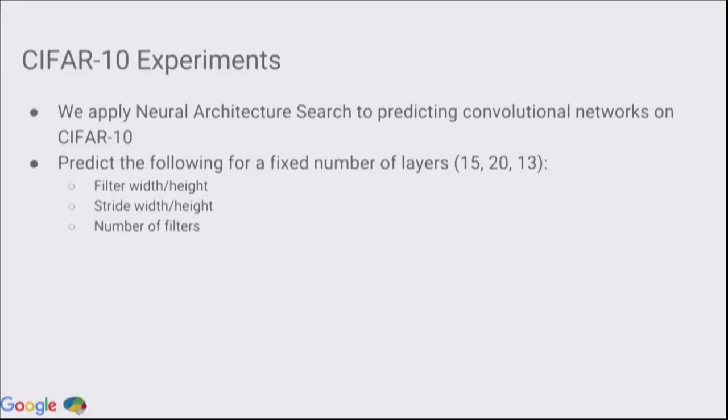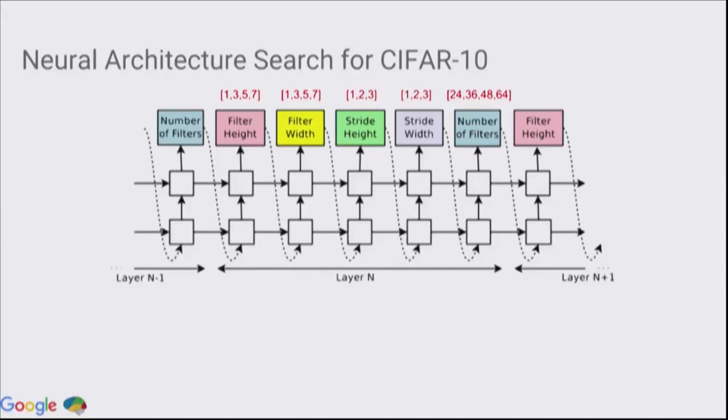So the first experiment we conducted was on optimizing convolutional nets for CIFAR-10. And we have to predict the filter width, filter height, stride width, stride height, and number of filters per layer. For example, for filter height, the softmax can select between 1, 3, 5, 7. And then for filter width, the softmax can select between 1, 3, 5, 7. And stride height, stride width, and so on.